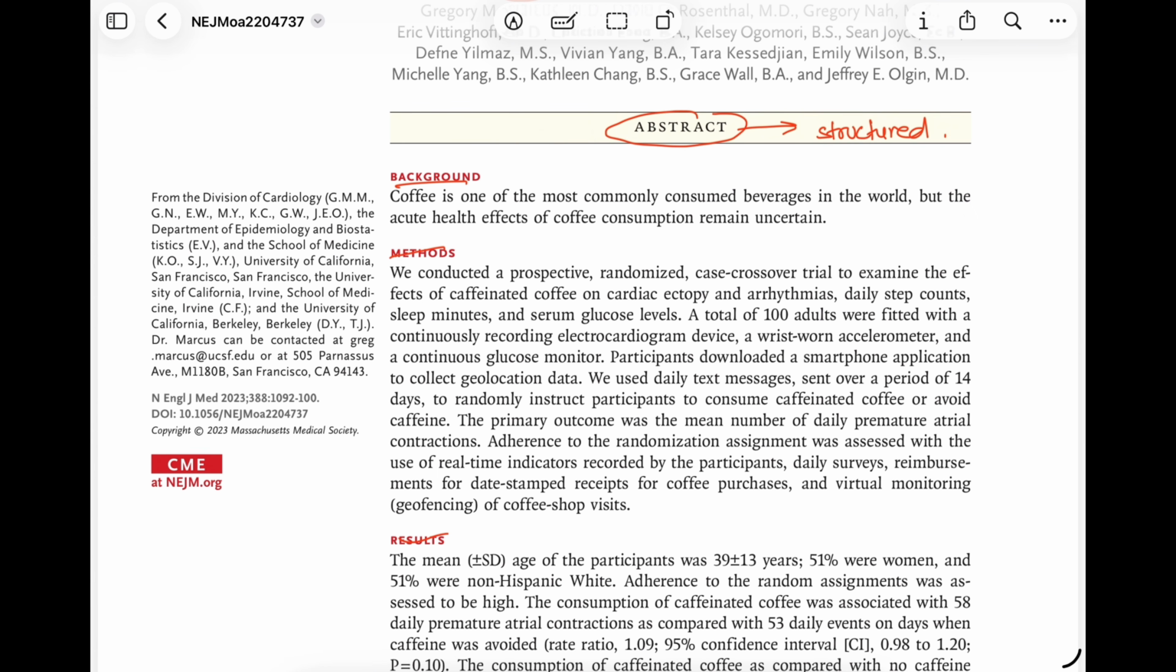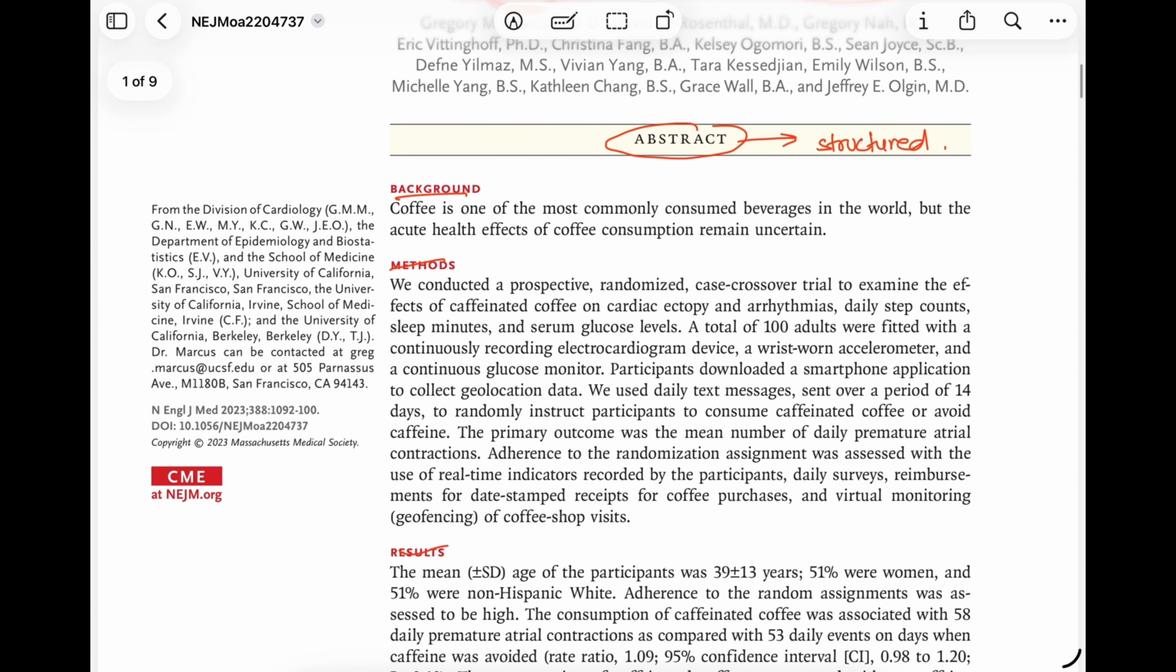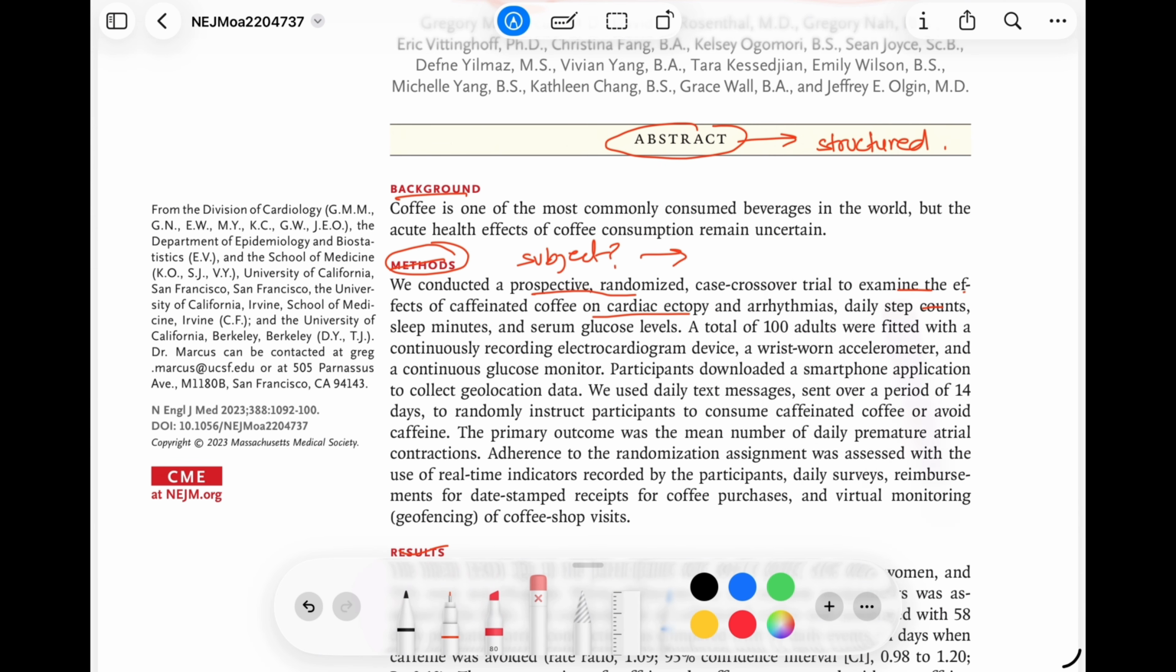Also, let's quickly check if this is an original study, right? So what did I tell you? What was the first thing that you need to check? You need to check the methods section. Let's see what the subject of this methods section is. Let's check. We conducted a total of 100 adults. Now, adults are again humans, so their subject is human. And what type of study has humans as its subject? Well, yes, an original study. So we just confirmed that this is an original study. Pretty easy, right? Okay.